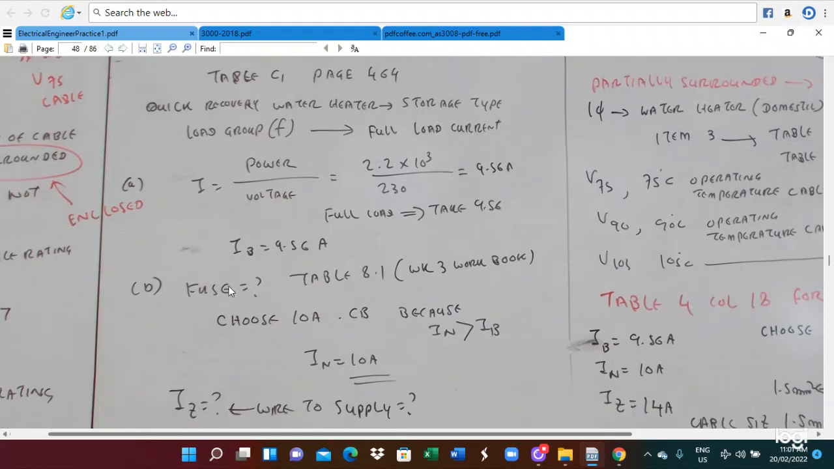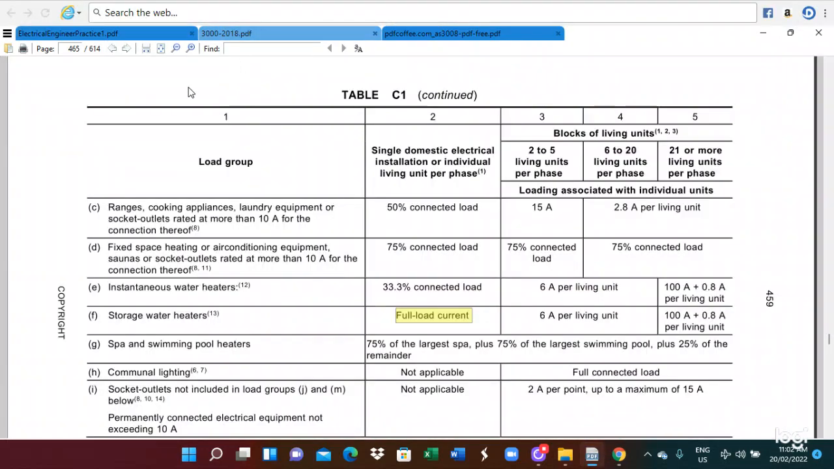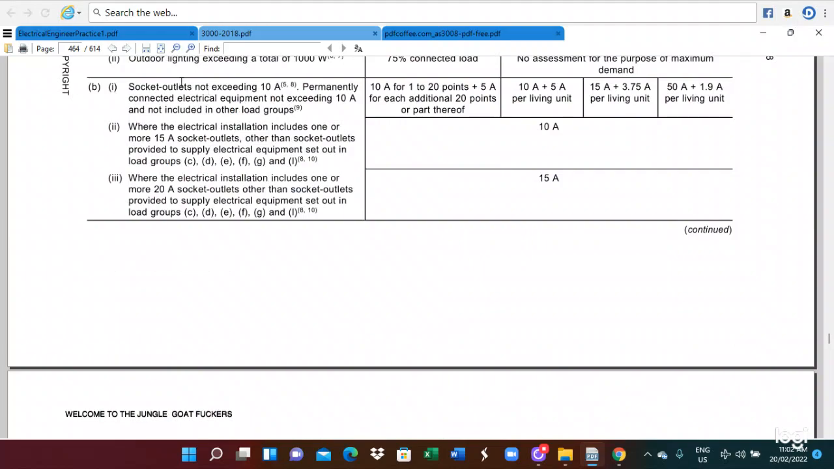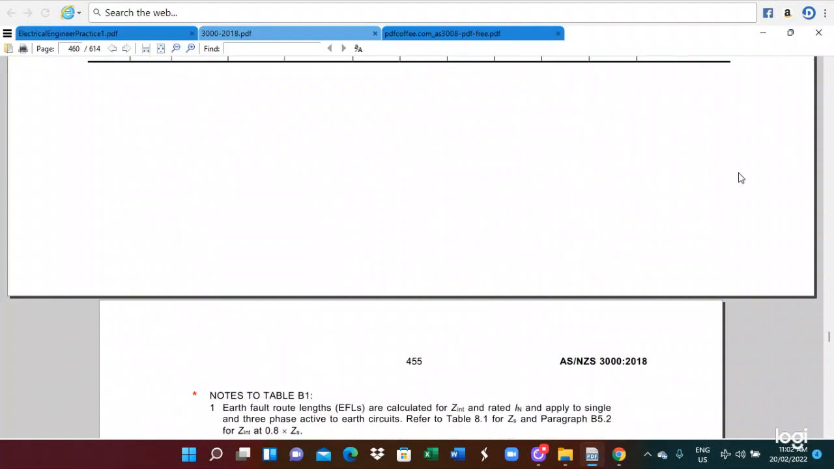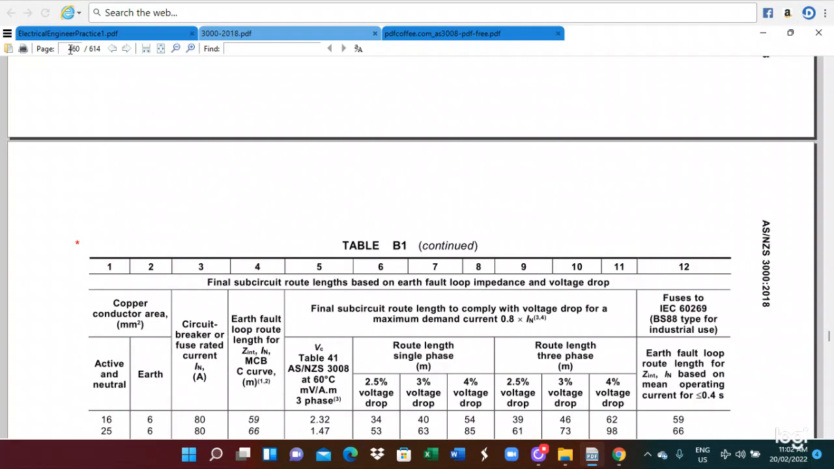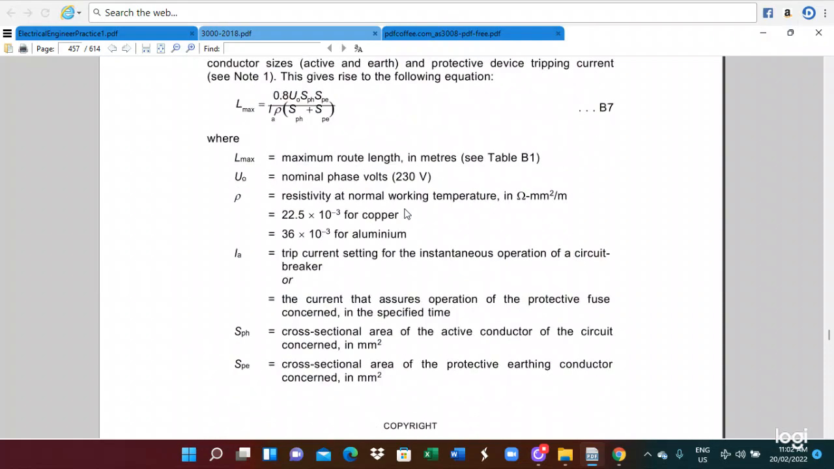So we have to find out the fuse current. In this case, we have to utilize table 8.1 of EL0039. We will find table 8.1 on page 466.